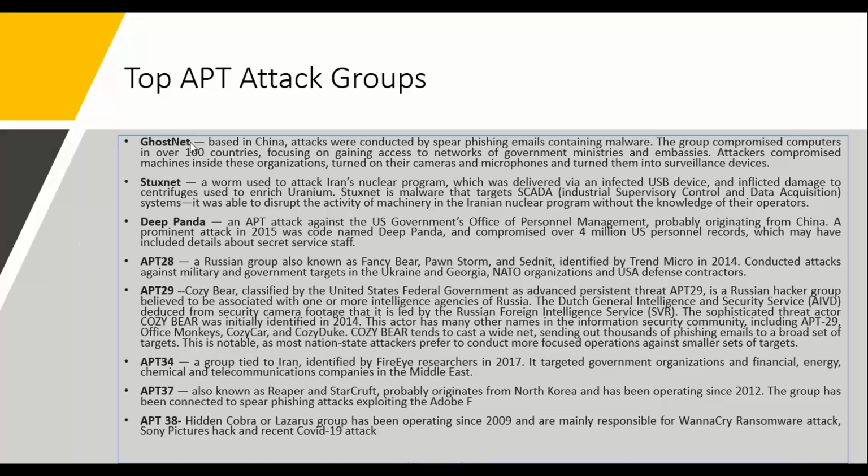So these are some of the top APT attack groups: GhostNet, Stuxnet, Deep Panda, APT 28, APT 29, APT 34, 37, and 38. If you go to the MITRE website, you will find all these groups listed in a detailed manner. It is nicely detailed out. If I look at APT 29, of course, I'm not going through each and every group. You can check and read it from your side.